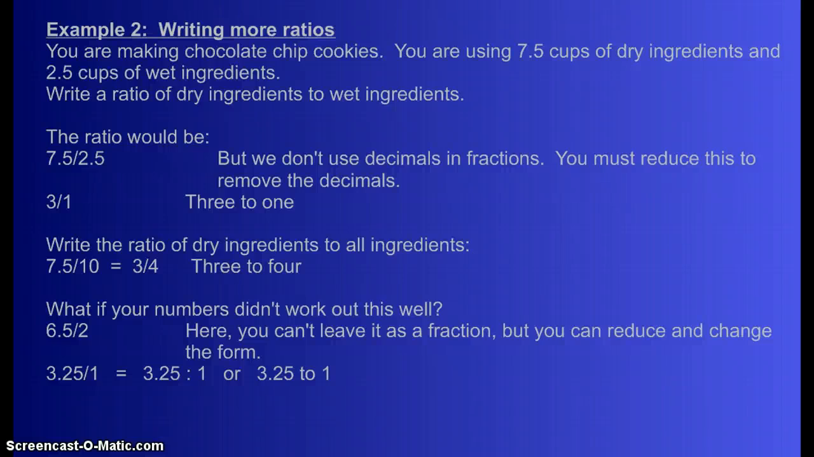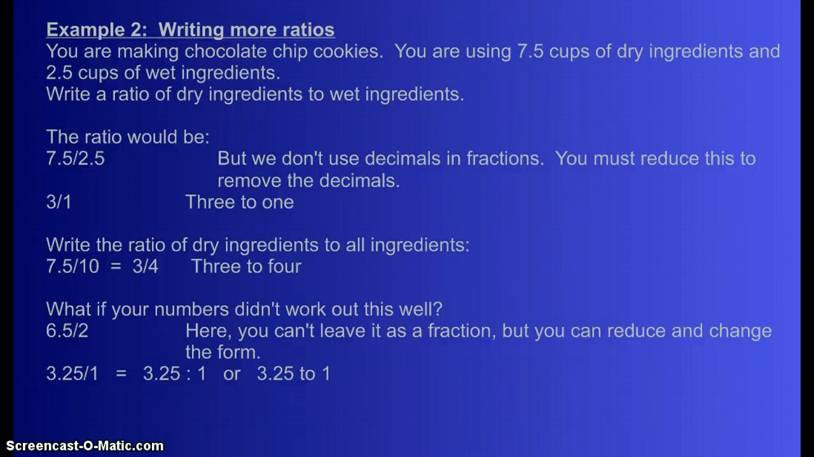What if you need to write the ratio of dry ingredients to all ingredients? Well, again, because you're listing dry ingredients first, they go in the numerator. That's 7.5. And all the ingredients are the wet and dry together. So it's 7.5 plus 2.5. That's your denominator. It's 10. But we have to reduce that again. I divided the numerator and denominator by 2.5 to get 3 over 4. Or 3 to 4. That's the ratio of dry to all ingredients.